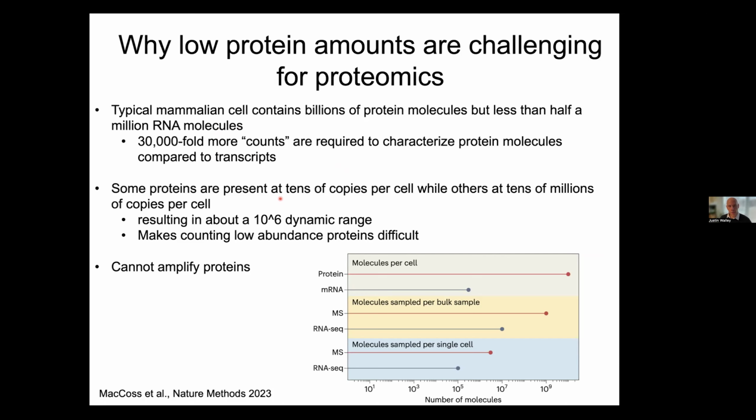And there's also a much bigger dynamic range of proteins. Some proteins can be present at tens of copies per cell, while others are at millions of copies per cell. So you have this large 10 to the 6 dynamic range that is much larger than the RNA dynamic range. And quite intrinsically, you can't amplify proteins like you can RNA. So whatever amount you have in a cell is the amount you're going to have as the analyte.